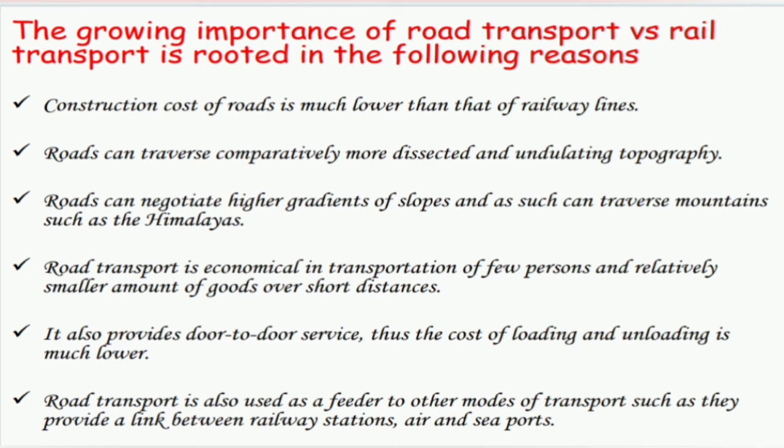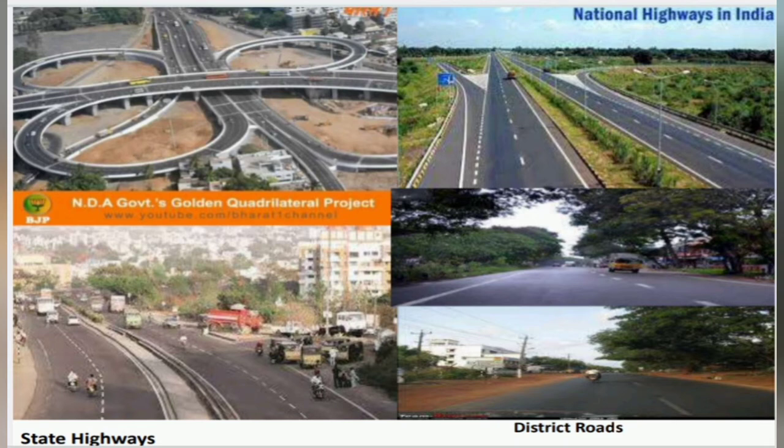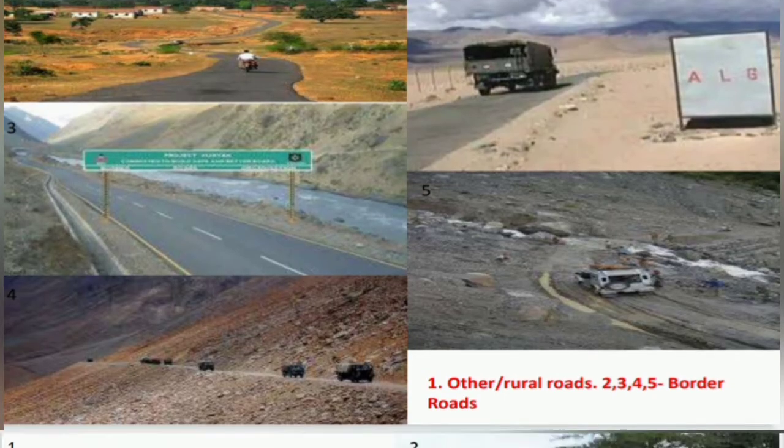Road transport is economical in transportation for a few persons and relatively small amount of goods over short distances. It also provides door-to-door services, thus the cost of loading and unloading is much lower. Road transport is also used as feeder to other modes of transport, as they provide a link between the railway stations, air and seaports. In India, the roads can be classified into the following 6 classes according to their capacity. They are the Golden Quadrilateral Superhighways, the National Highways, the State Highways, District Roads, Other Roads, and the Border Roads.